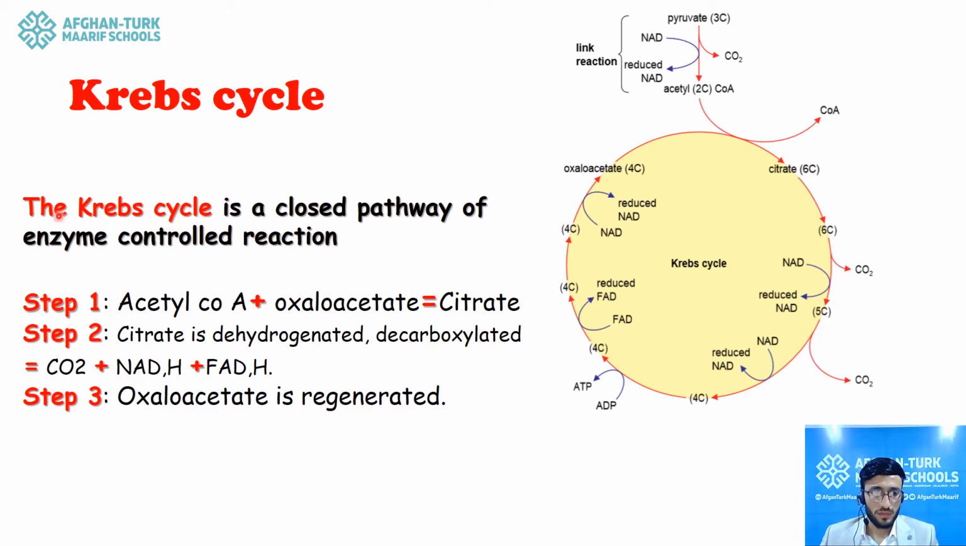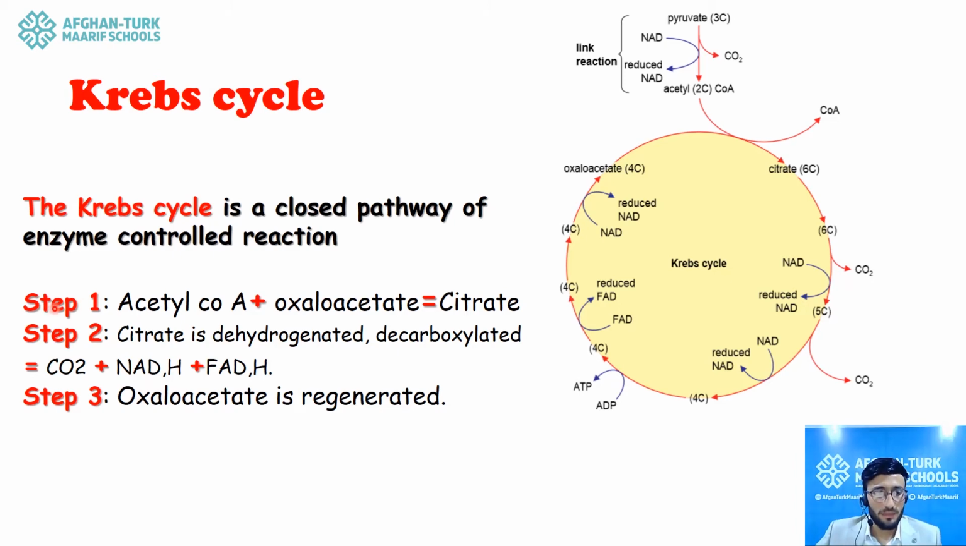Mainly, to define the Krebs cycle, we can say that the Krebs cycle is a closed pathway of enzyme-controlled reactions. It means inside the circle there are different enzymes that control the exchange or transformation of different molecules of sugars into ATP.